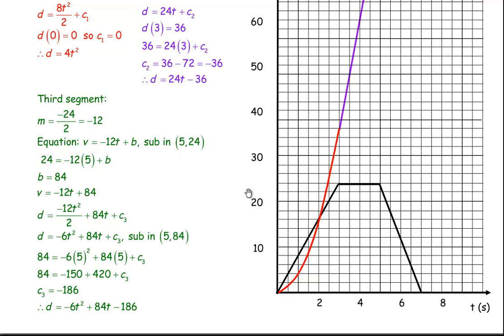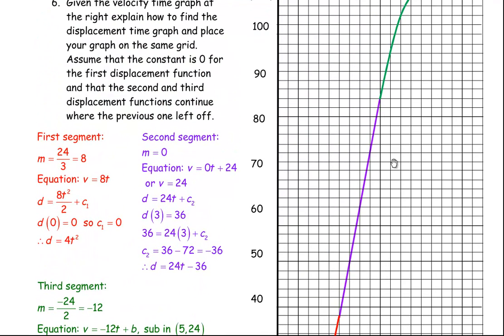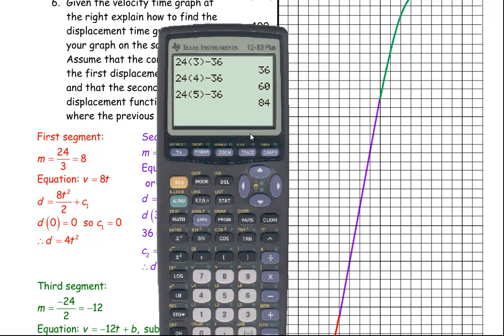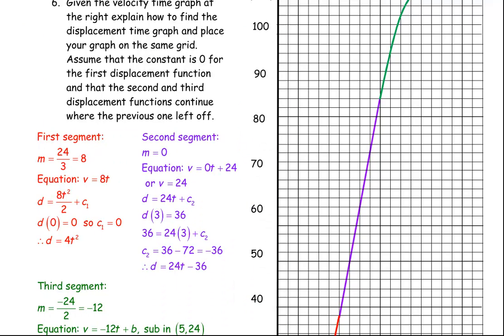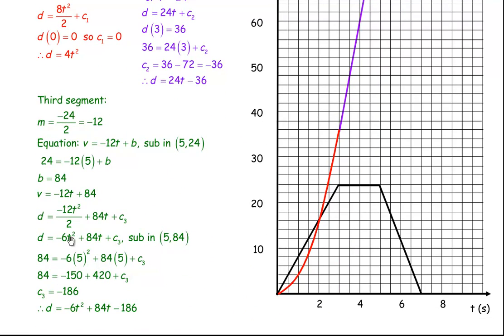So now I'm going to sub in 5, 84 because this next displacement function must start where the last one ended off. Remember, at 5 seconds we had a displacement of 84. And that was actually that calculation right there. And so 84 goes in here and 5 goes in here. And so 5 squared is 25 times negative 6 is negative 150. 84 times 5 is 420. So when we bring this over, we'll be adding 150 and then subtracting 420, so the constant becomes negative 186. So substituting negative 186 in here, we get d equals negative 6t squared plus 84t minus 186.